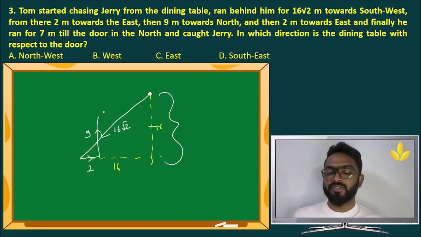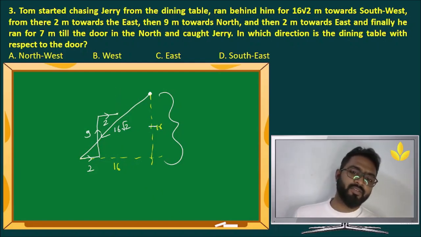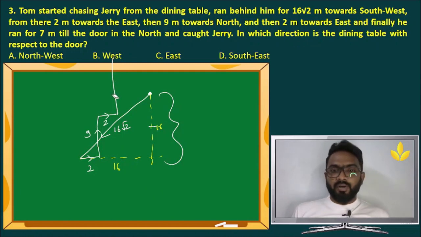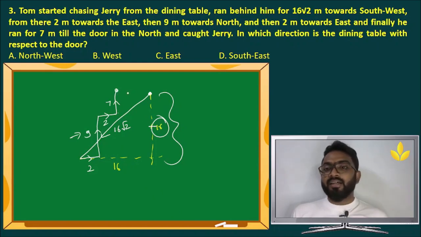And then 2 meters towards east. 2 meters towards east is again this. And finally ran for 7 meters till the door in the north. This is where most of the people make a mistake. They draw 7 meters over here. But this is already 9. So 7 plus 9, that is 16. And this entire line is 16 meters. So if this also is 16 meters long, then they both are in the same line.